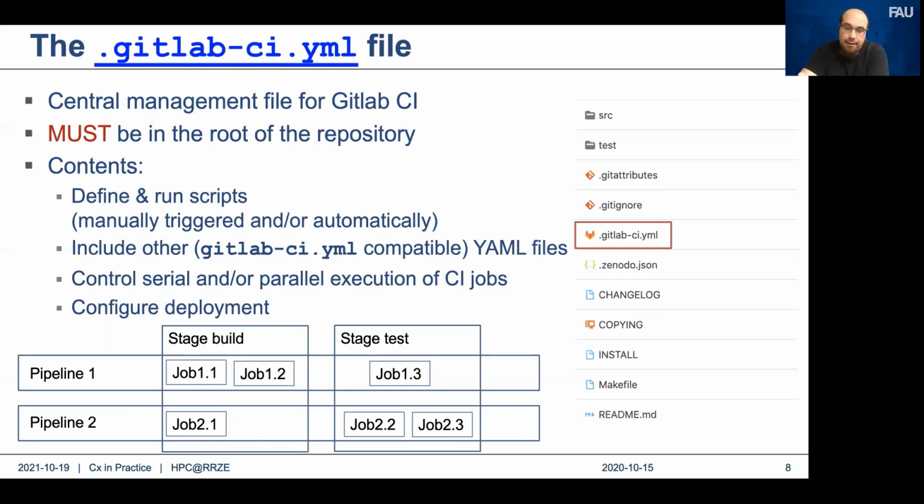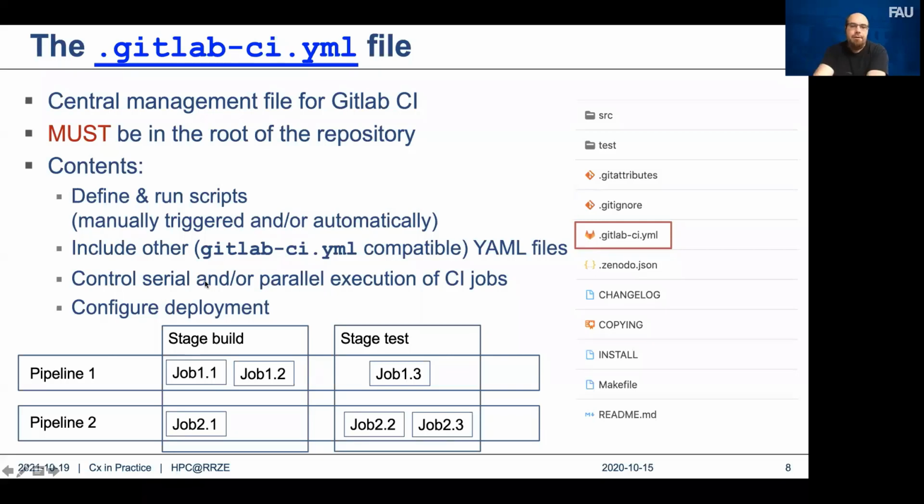The contents are, there are a lot of possibilities you can do in this file. But basically you define and run scripts and jobs, include other files that are GitLab CI compatible. So same other jobs, definitions and so on, you can include them. You can control whether a job can be executed only in serial or in parallel. So parallel is basically the default case.